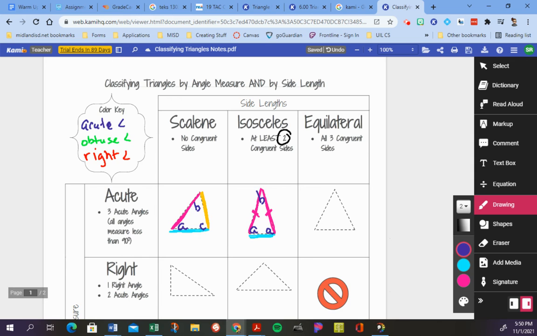Equilateral triangles, well, equa means same or equal. Lateral means side. So all three sides are the same length. What do you think that makes all the angles? Makes all the angles be the same thing. Okay? So all of them are acute angles. That's why they're all blue.